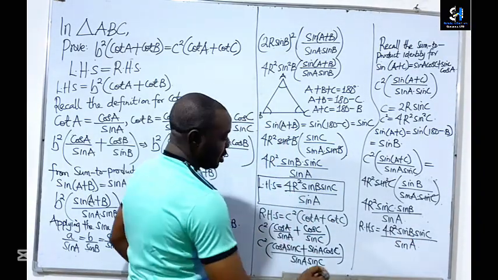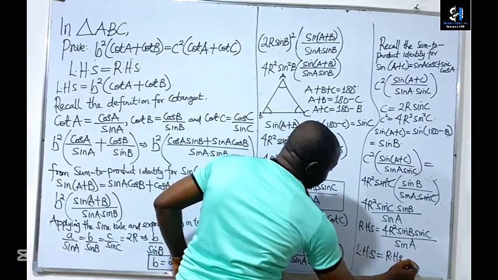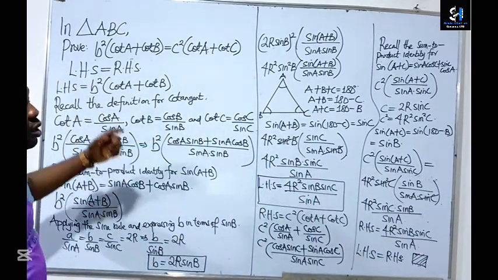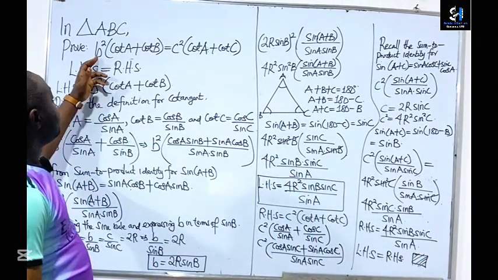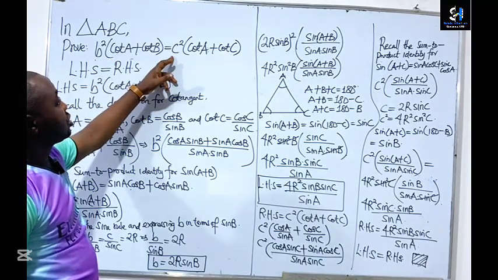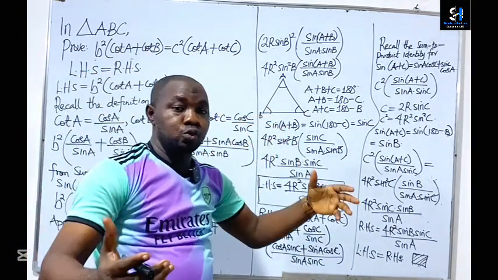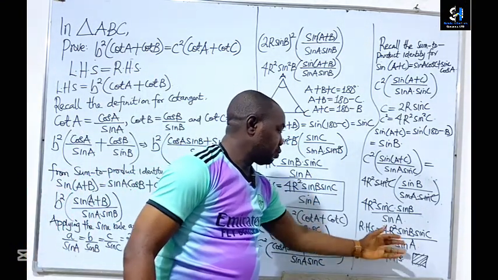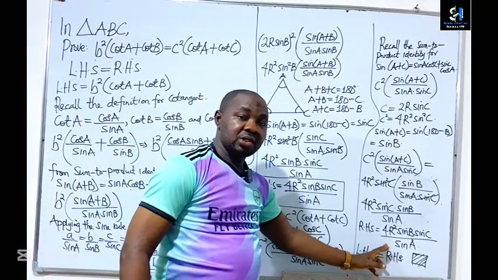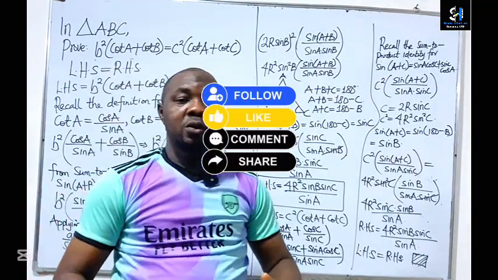So now we can conclude that the left hand side equals the right hand side. We just proved that in triangle ABC, B squared (cot A plus cot B) equals C squared (cot A plus cot C). This is all true when we have the left hand side equal to this and the right hand side equal to the same identity. And we've come to the end of this tutorial.